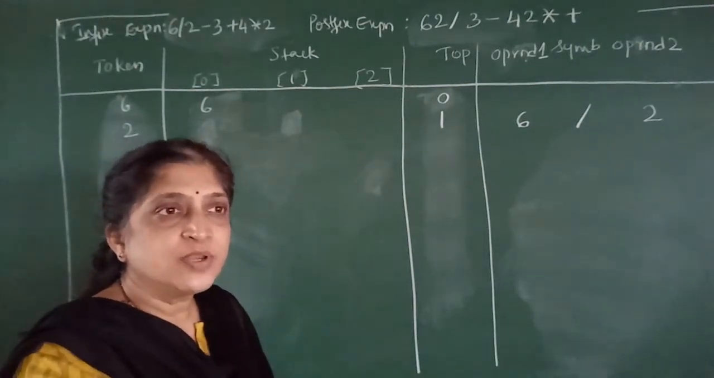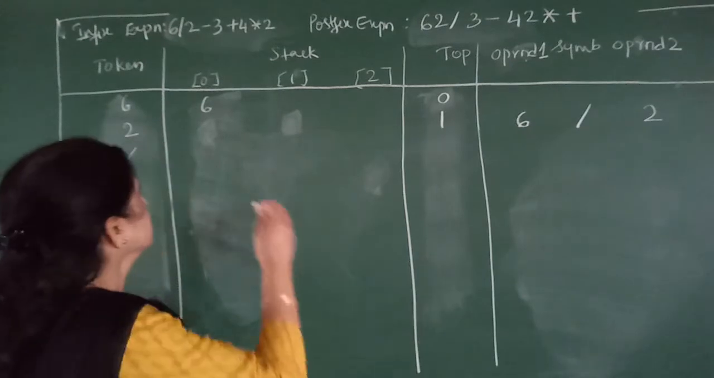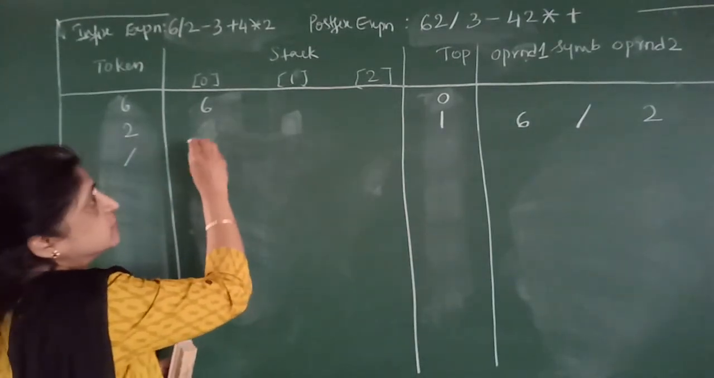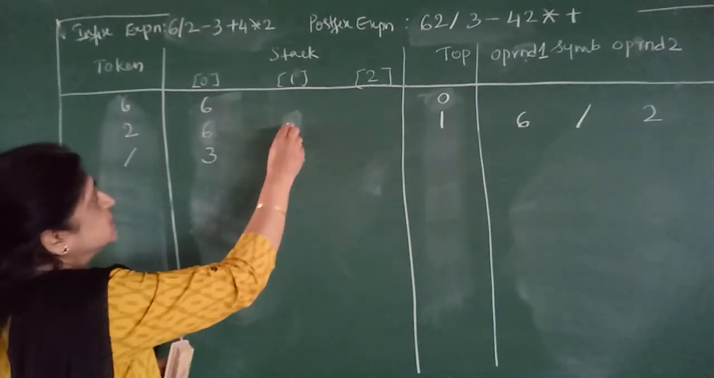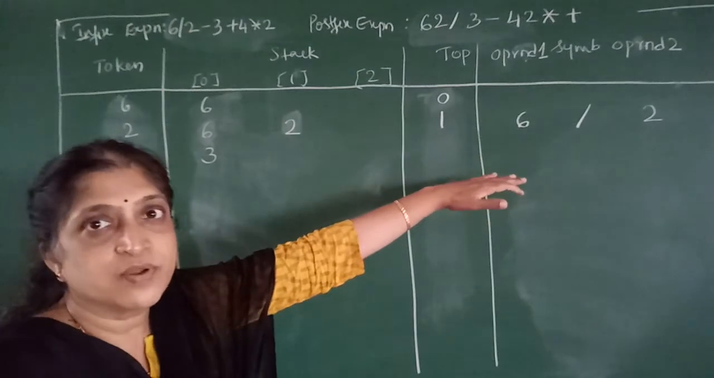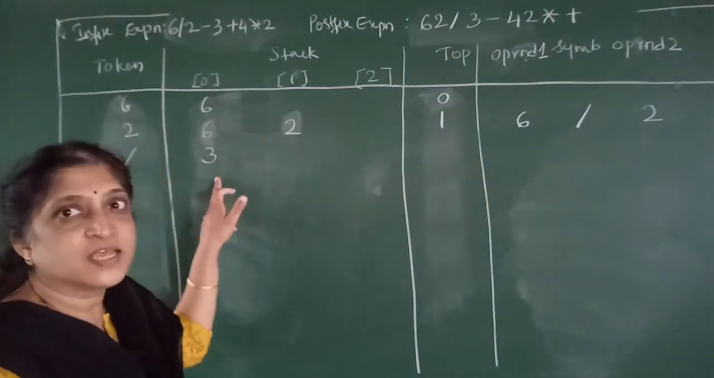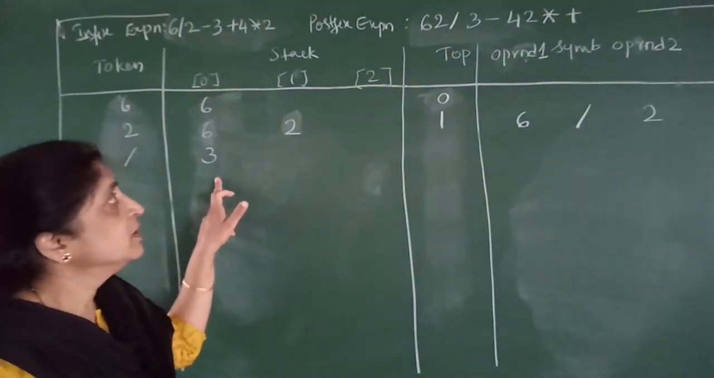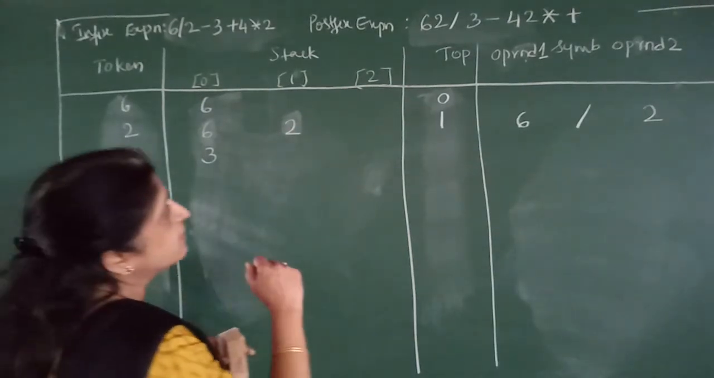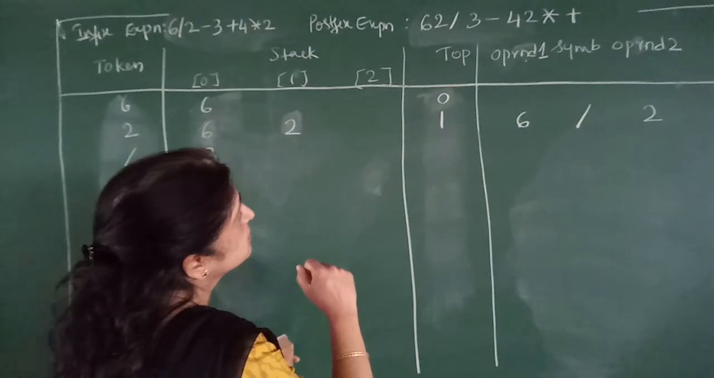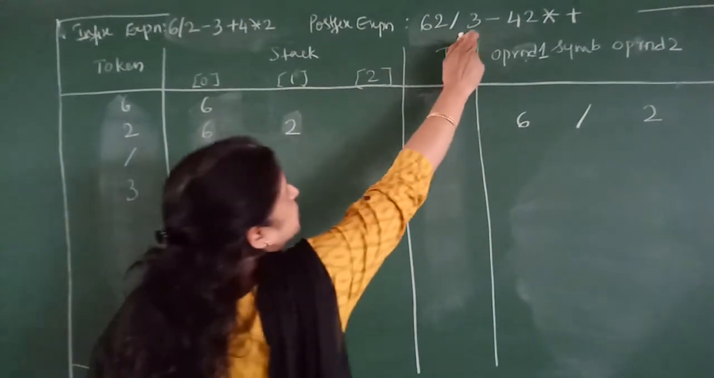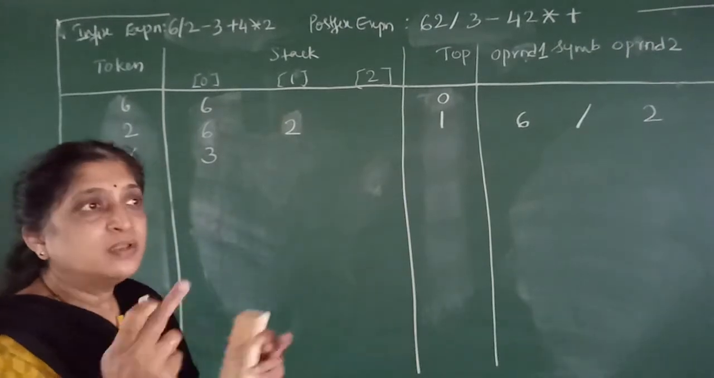Push this intermediate result to the stack. So now on stack you have 3. It was 6 and 2, now we have popped these and done the operation. Now on top of stack we have 3. The next operand we have is 3. Since it is an operand, push it to stack.